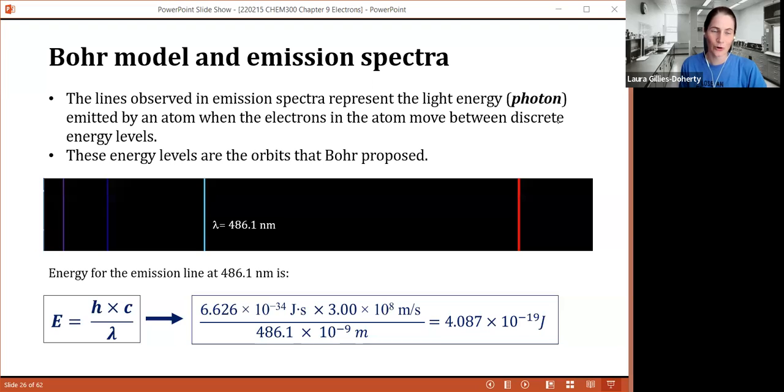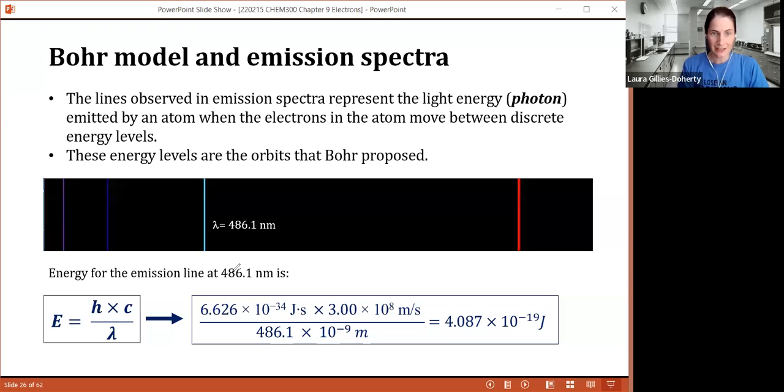So again, the Bohr model of the atom and the emission spectra supported each other. Those lines observed in emission spectra represent the light energy, a packet of light energy we call a photon. So the lines observed in these emission spectra represent the light energy or photons emitted by an atom when the electrons in the atom move between these discrete energy levels, like those rungs of a ladder. And those energy levels are the orbits that Bohr had proposed.